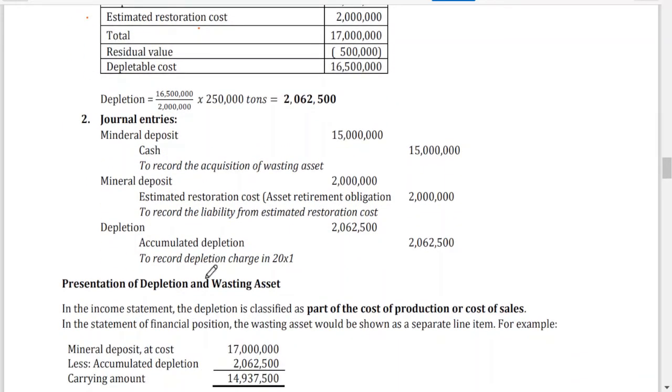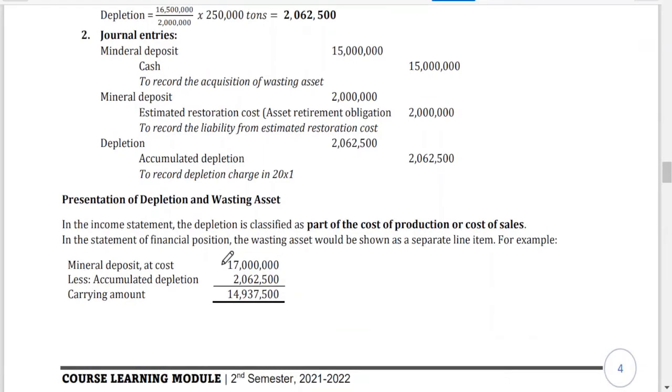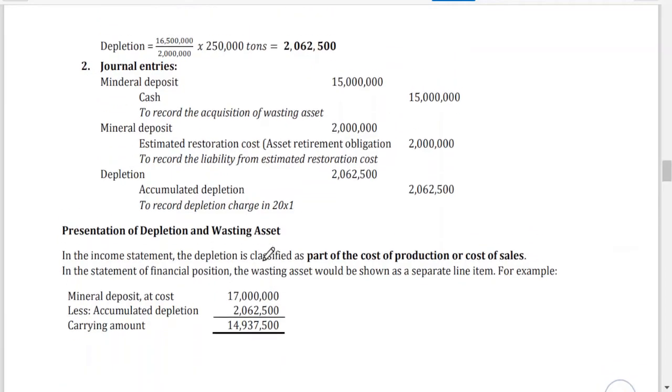How do we present the depletion and the wasting assets? In the income statement, depletion is classified as part of the cost of production or the cost of sales. In the statement of financial position, we're going to show the mineral deposit as a separate line item. So we have mineral deposit, you have 17 million.